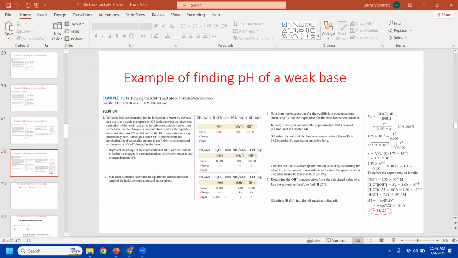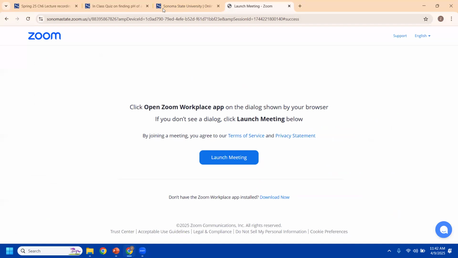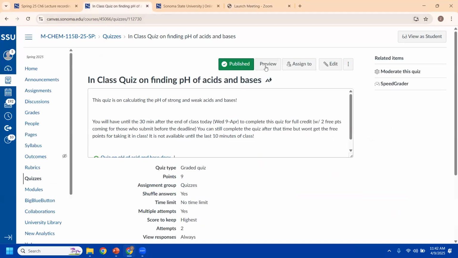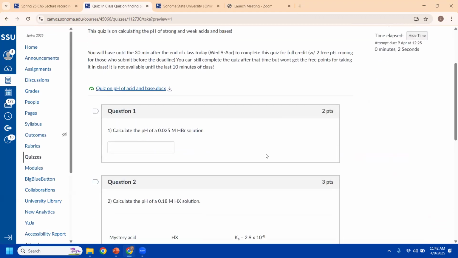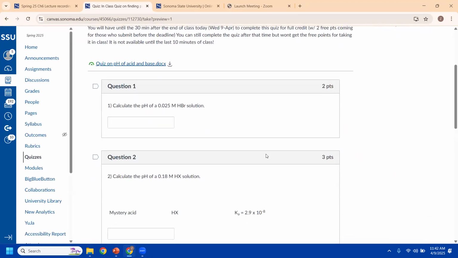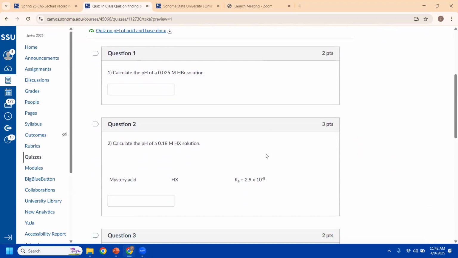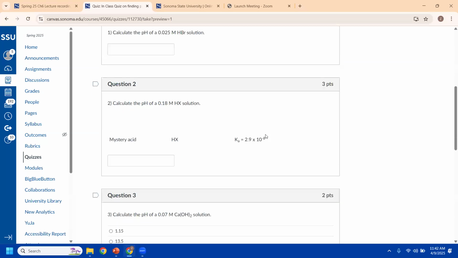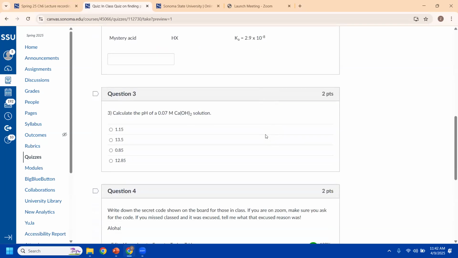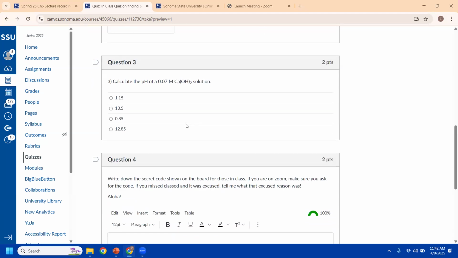Here's the quiz. In-class quiz. So if you're not here, here is the quiz. Calculate the pH of a 0.025 molar HBr solution. Calculate the pH of a 0.18 molar HX solution. Calculate the pH of a 0.07 molar calcium hydroxide solution.